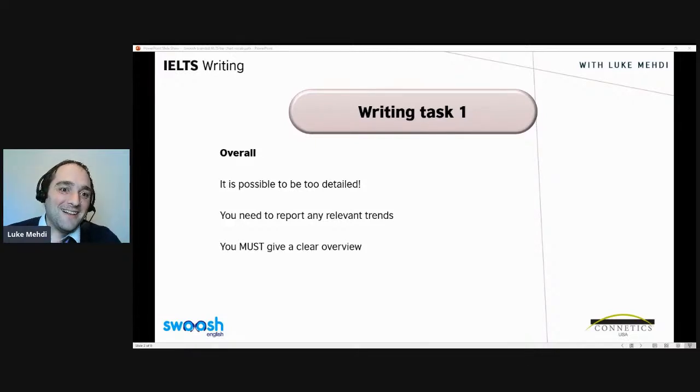Sorry about that. So the overview then must be really clear. If you don't give a clear overview, you can't score higher than band 5.